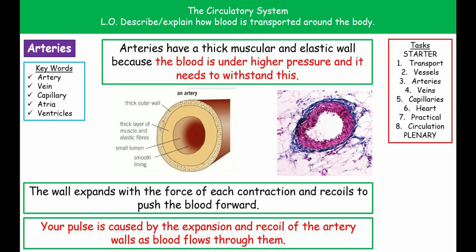So one of the things they do like to do on your exams is ask you to identify which particular blood vessel we've got from either a microscope image or a diagram. So you do need to be familiar with that thick muscle and elastic wall of the artery, and you can see it in the microscope image on the right there. So that pink coloured bit, that is our thick muscle and elastic wall, okay?